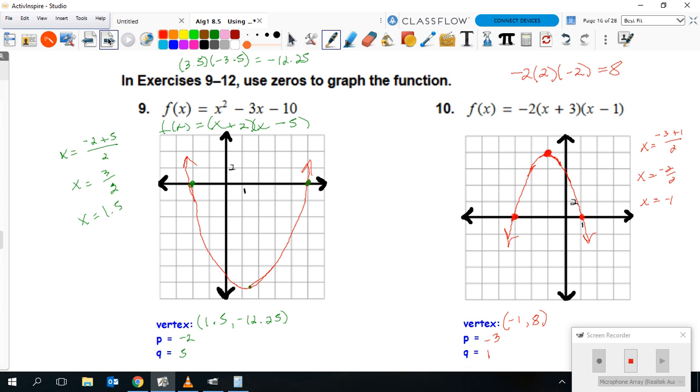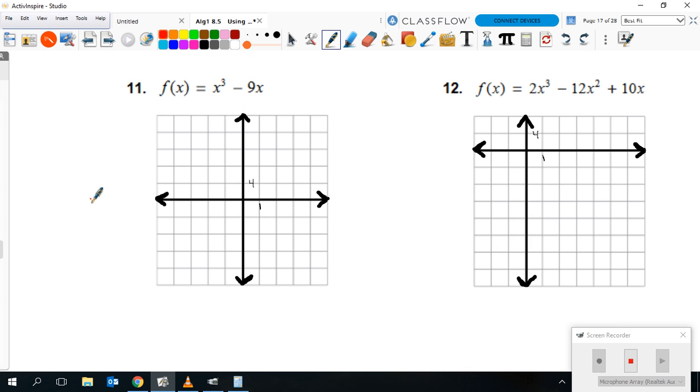On these next 2, our last 2, 11 and 12, we're going to continue using zeros, but notice it's getting a little bit bigger. We have an x to the 3rd on this one. These are not U-shapes. So we're going to see these are a little bit differently shaped, but we're still going to look for the zeros of the function.